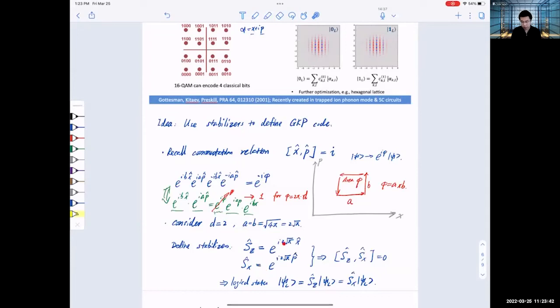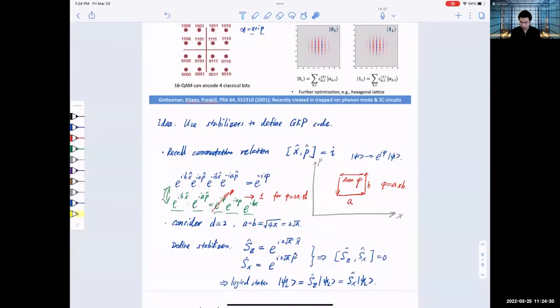Displaced by 2 times root 2 pi. And those two operators, they commute with each other. Because they commute, and also these operators are exponentials of Hermitian operators, it's guaranteed to have an eigenvalue with a magnitude equal to 1. Or you can say this is a unitary operator, so the eigenvalue has to have a magnitude equal to 1. Now you can define co-eigenstates of Sx and Sz with eigenvalue plus 1, and that actually defines a code space which is stabilized by the stabilizers Sx and Sz with eigenvalue plus 1.